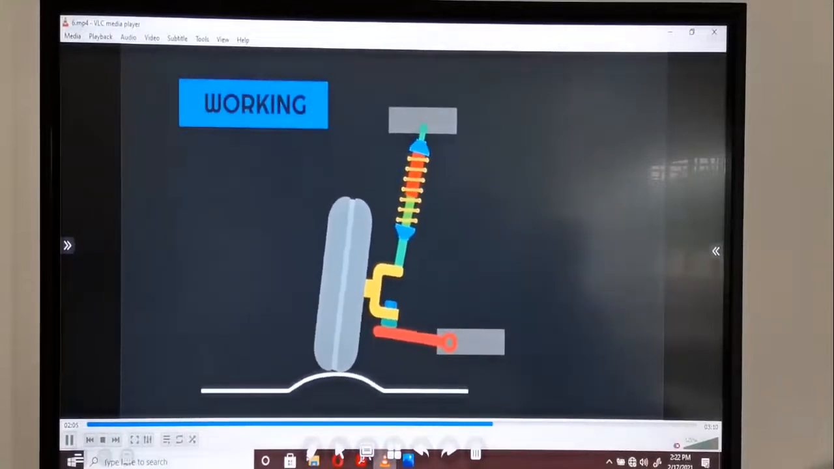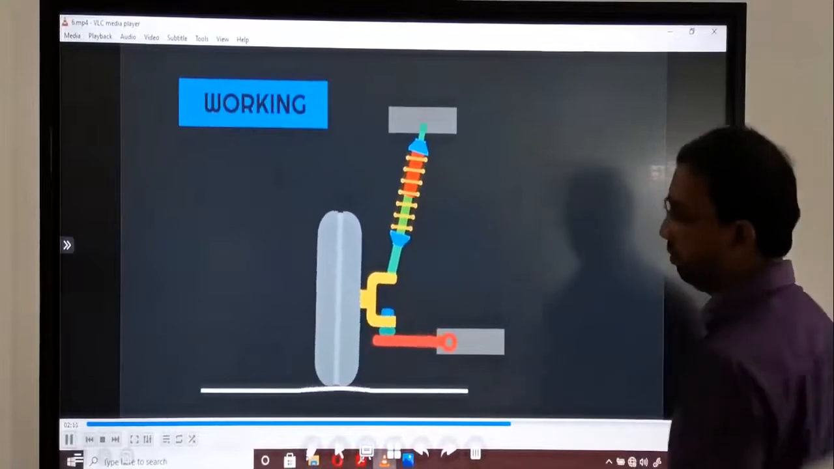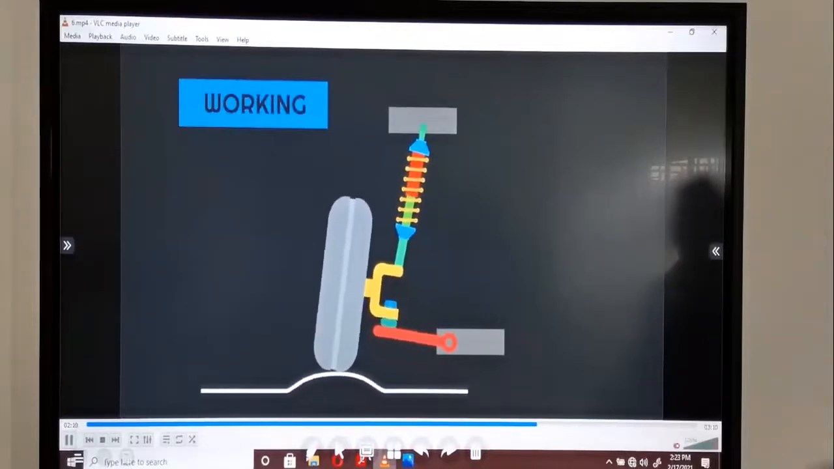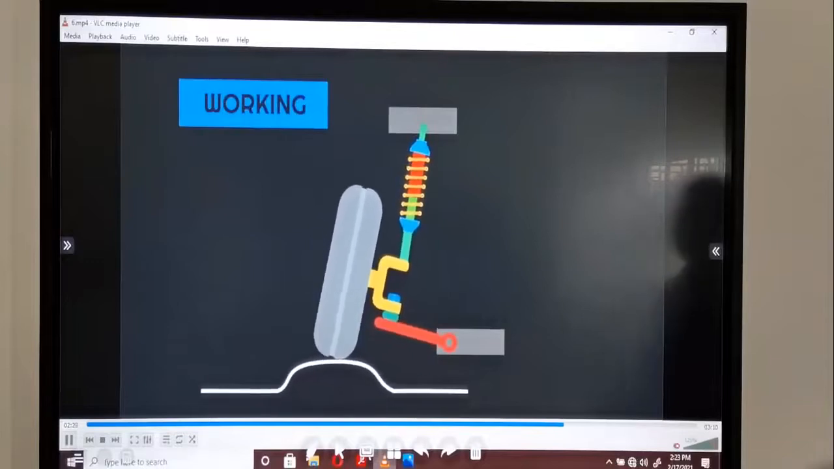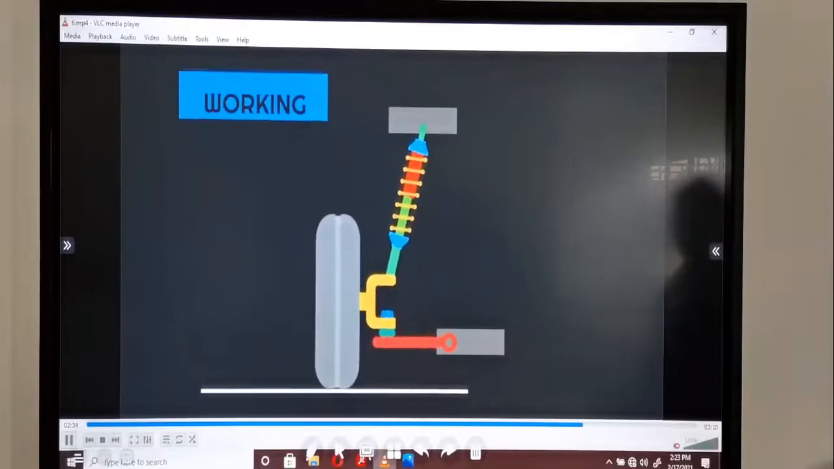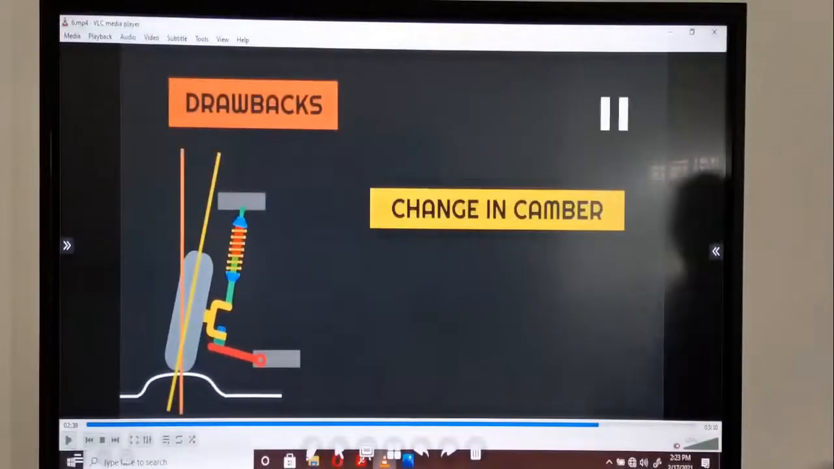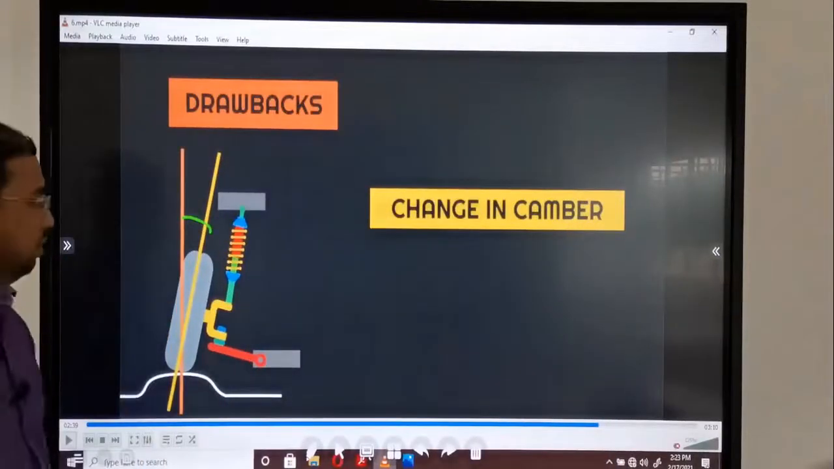So now you can see the rock condition. I already told the camber angle is like this. How it works? It's not vertical. When there are any bumps or anything in the road condition, the wheels move like this, not vertical. So there is a change in the camber angle. You can see the drawback, the change in the camber. Here you can see this is vertical, this is the camber angle.